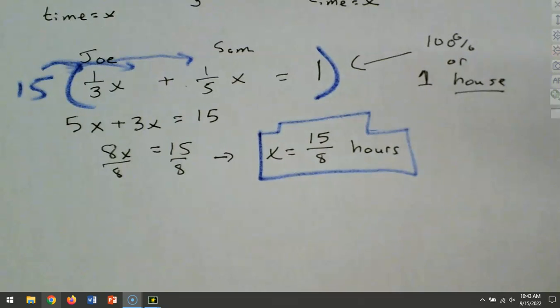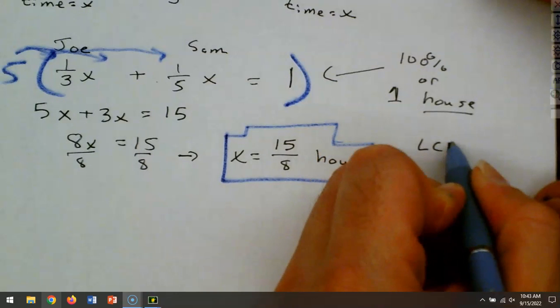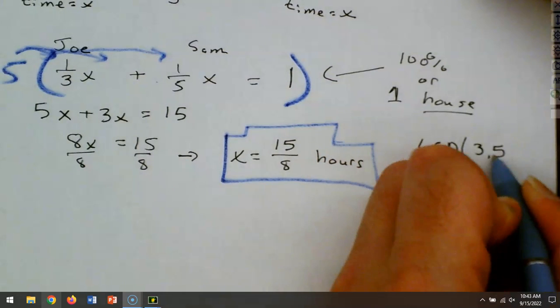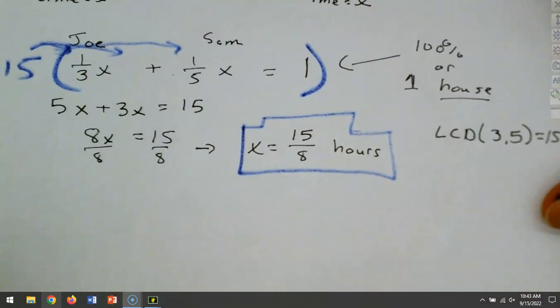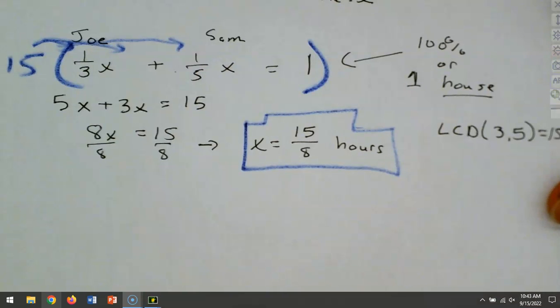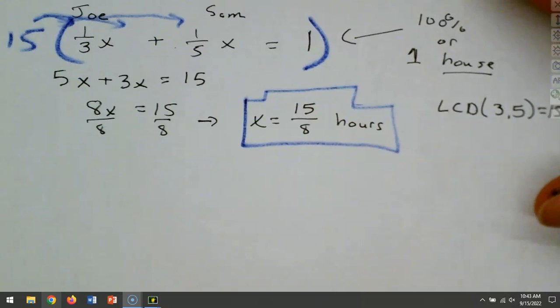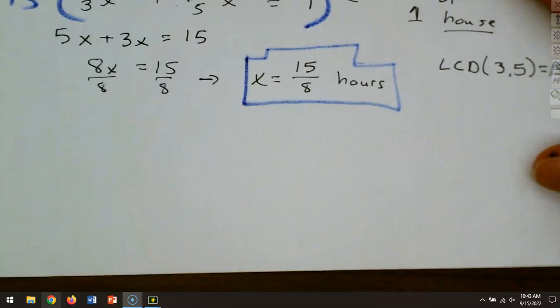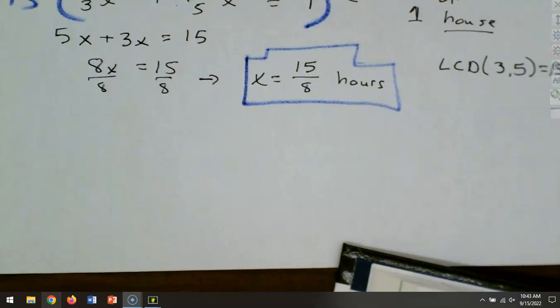How do I get the 15? Okay, the 15 came from the least common denominator of 3 and 5, right? So that's where that 15 came from, because that's the least common denominator of 3 and 5. And they're adding together because they're working together. Now the next one, they're going to be subtracting from each other.